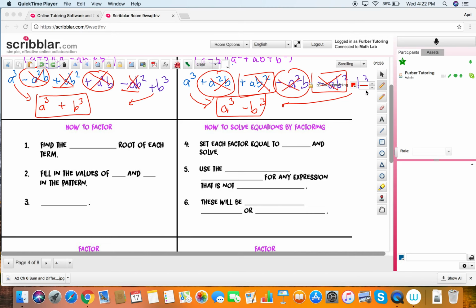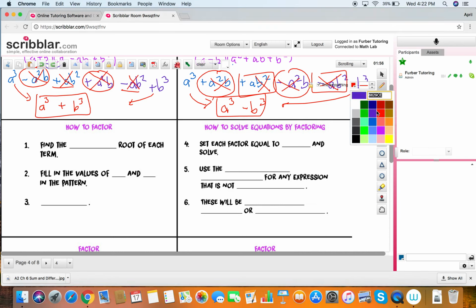So let's talk about how to factor first. So we'll fill in our notes here. So in order to be able to factor, we have to find the cubed root. Okay, we have to find the cubed root of each term. So finding the cubed root is a little tricky, okay?